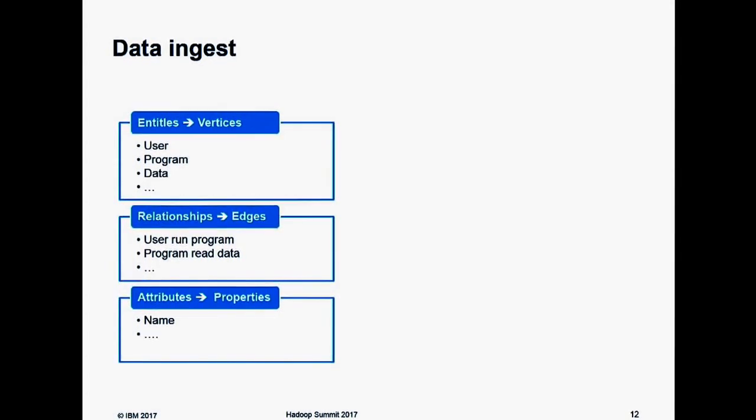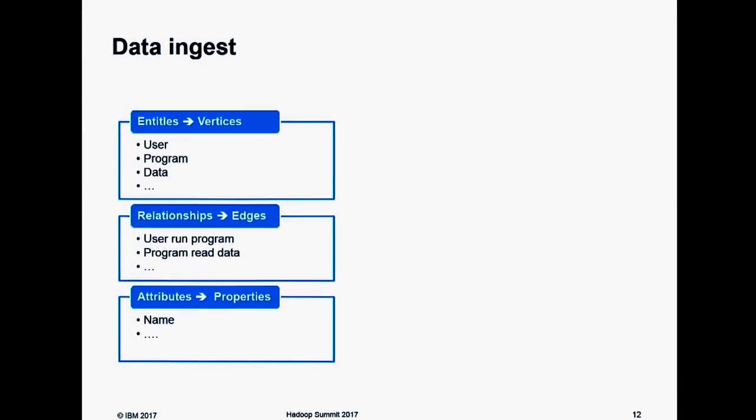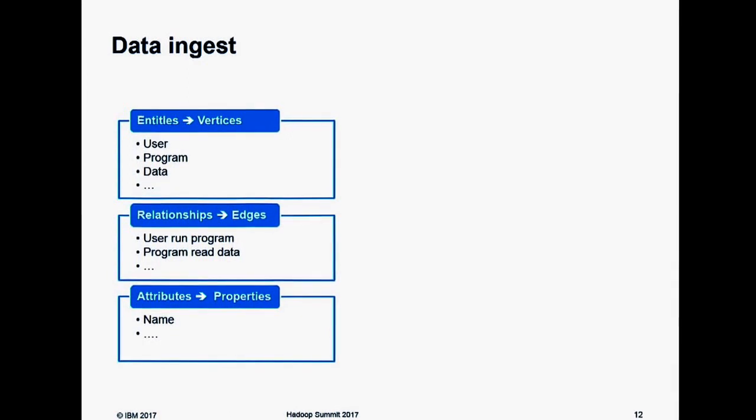Before we do this, we need to model the graph. So we need to identify what the entities are, what the relationships are, and what the attributes are for each of them. In this case, we have a user, which represents an end user, the program, which represents some process, jobs, ETL, or some data processing, and the data, which represents the basic units of the data source, etc. And for the relationships, we have the user running a program, and the program can read the data as its input.